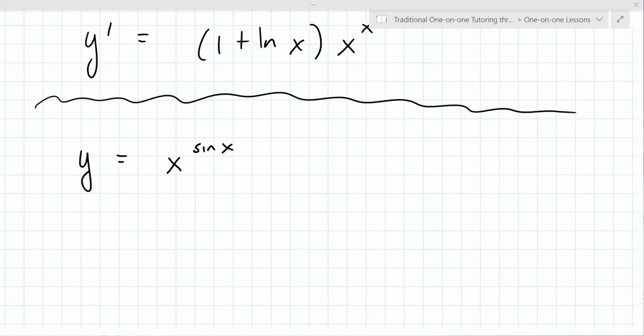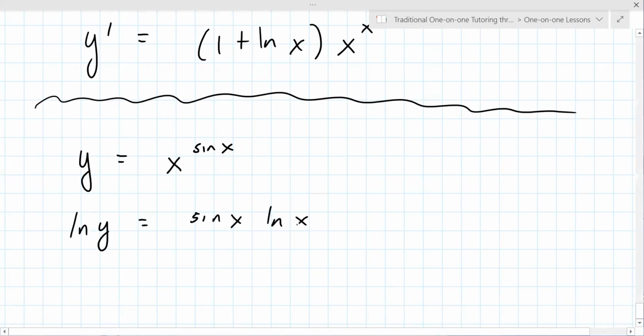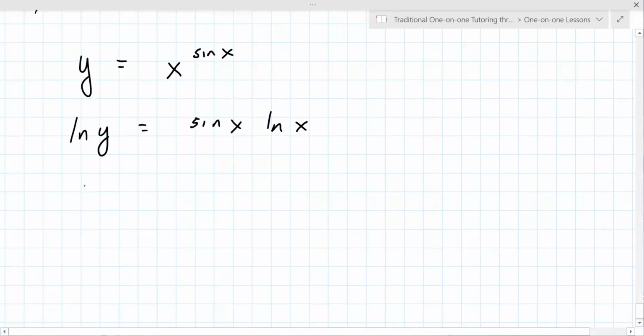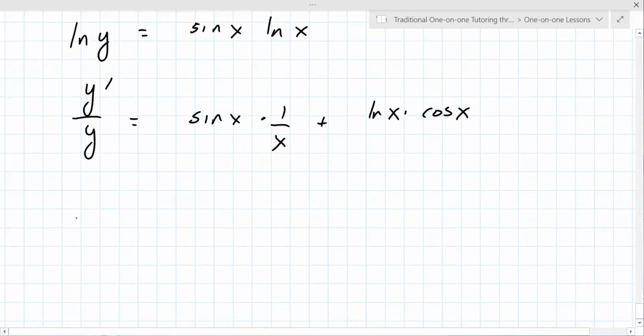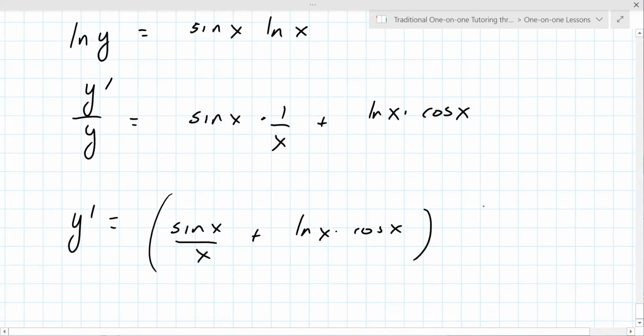Yep. All right, so I'm going to skip a few steps here, but it becomes sine x natural log of x over here on the right. The left side, when you take the derivative, is y prime over y. And on the right, it's sine x times 1 over x plus natural log of x times cosine x. Okay, is that okay? Yep. And then again, that y comes over. So your y prime equals sine x over x plus natural log of x times cosine x, all in parentheses. And then y is on the outside, but the original function was x to the sine x, and that's your final answer there.